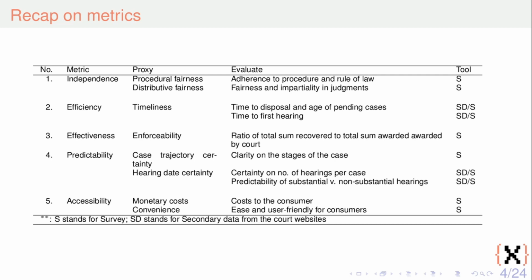The last column, that's the tool. That is what this presentation will focus on, because we have deployed this framework using 2 tools, secondary data and survey, in order to demonstrate the approach that we've taken as to how this framework can be applied for a particular class of disputes.